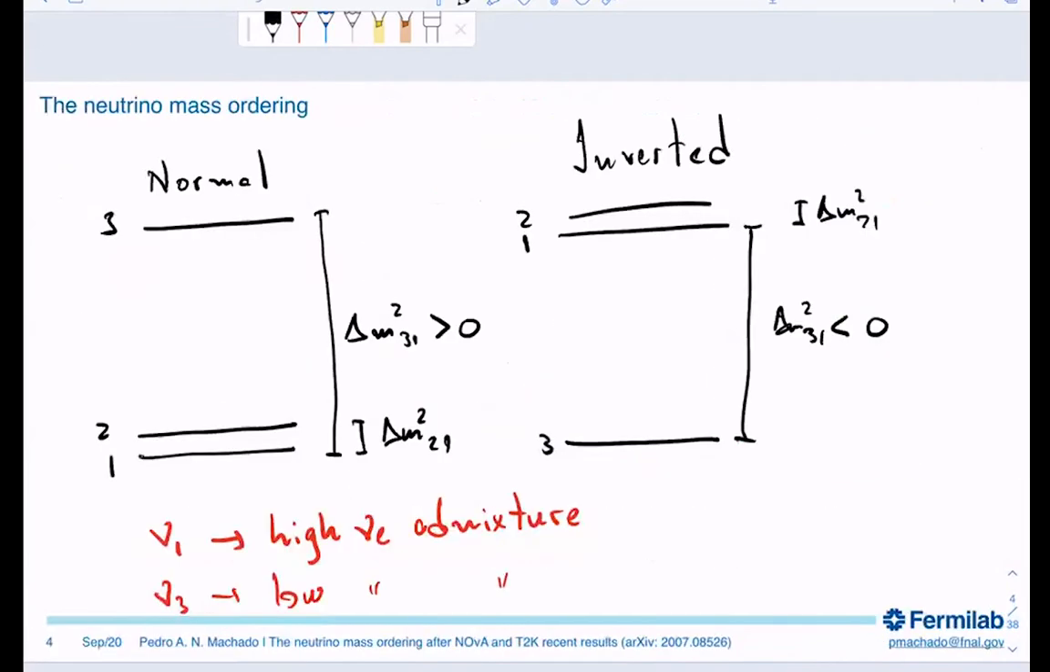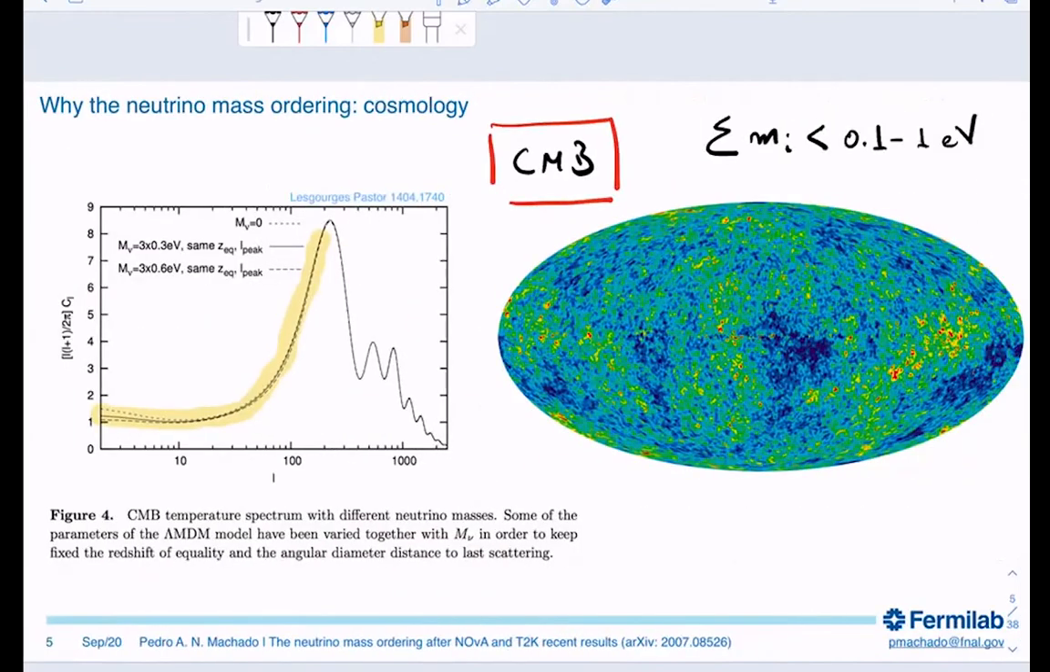disentangle these two scenarios here. So in some sense, you want to measure neutrino masses with oscillation physics, because that will give a very good cross-check of what is happening in cosmology, right? So if you want to do precision neutrino physics, we need to measure the mass ordering.